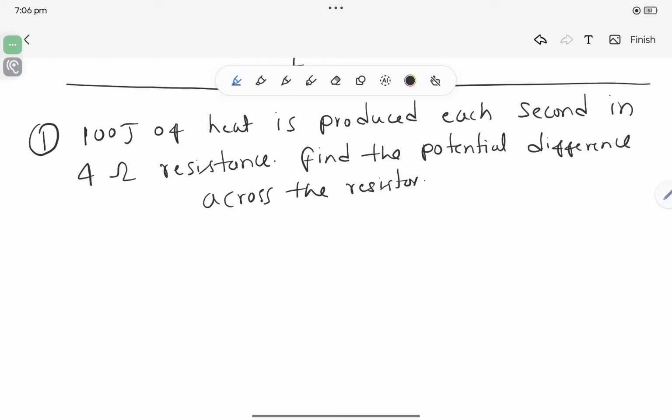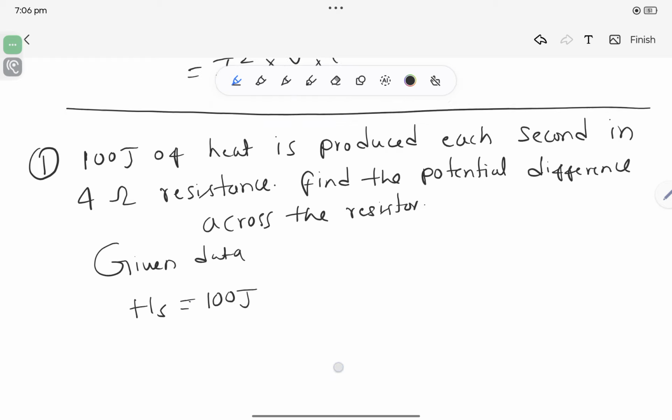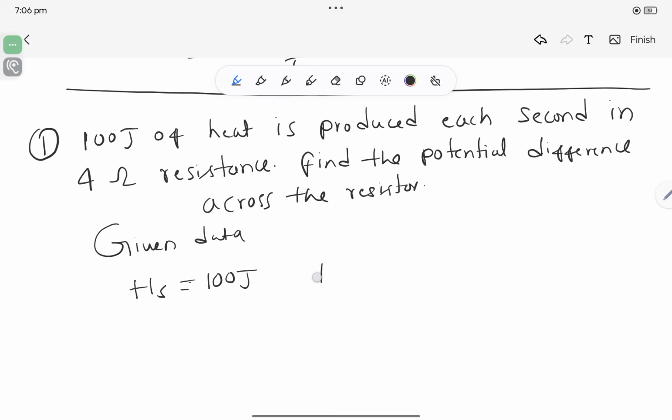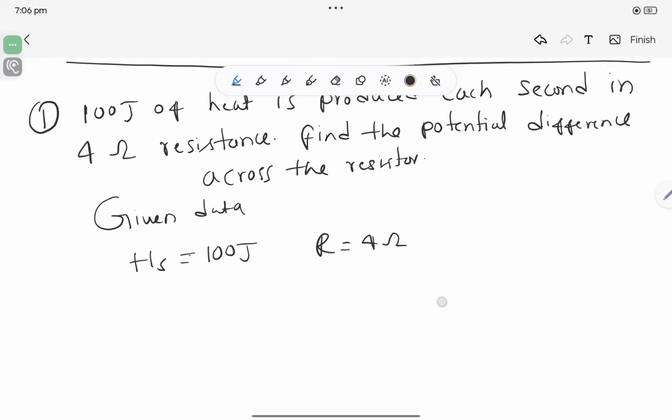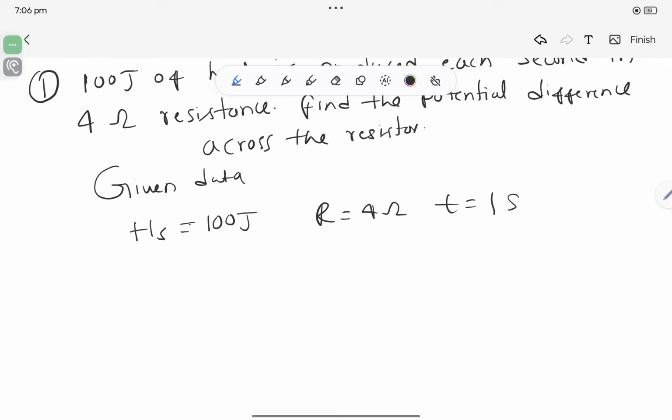So, given data. Here heat energy is given, that is Hs is equal to 100 joule. Resistance is equal to 4 ohm. Time is given as each second, that is 1 second. Then they are asking for V. To calculate V, we have one more formula, that is Ohm's law, V is equal to IR. Here there is one more unknown, I, which you also have to calculate.